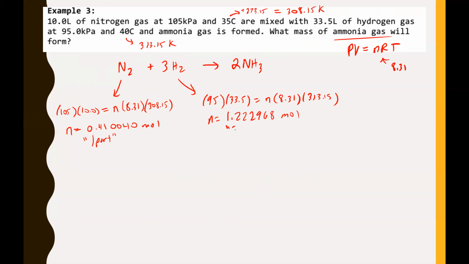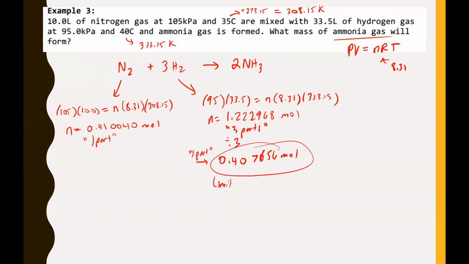This is actually representing 3 parts. We want to compare 1 part to 1 part. So if we divide this by 3, you're going to find that 1 part of your H2 gas is 0.407656 moles. Now that's super close to 1 part of this. It's just a little bit smaller, but it still counts. Since this one is a little bit smaller, that means our H2 is our limiting reagent, right? That is going to be the actual 1 part mole amount that'll be used in this chemical reaction.